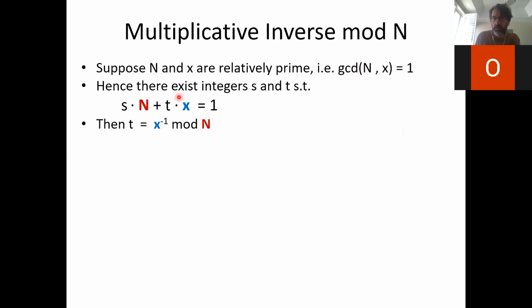Then by the extended Euclidean algorithm, we know that these integers s and t exist, and the extended Euclidean algorithm computes them, which shows that the GCD of n and x is a linear combination of n and x, and the GCD of n and x, by assumption, is 1. So these coefficients that the extended Euclidean algorithm outputs, in the case that x and the modulus n are relatively prime, will satisfy this equation. So here is the kind of nice thing. This coefficient actually is the multiplicative inverse of x mod n.